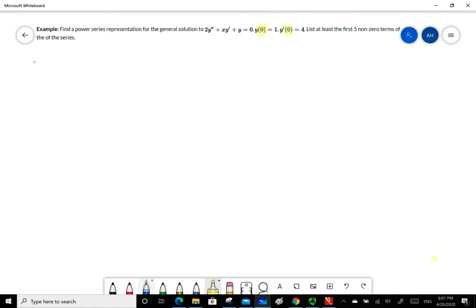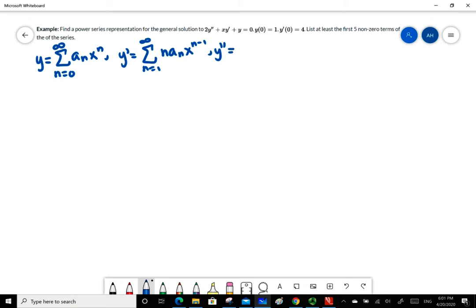y prime. So y will equal the sum from n equals 0 to infinity, a sub n x to the n. Y prime is the sum from 1 to infinity of n a sub n x to the n minus 1. And y double prime is the sum from 2 to infinity of n times n minus 1 a sub n x to the n minus 2.